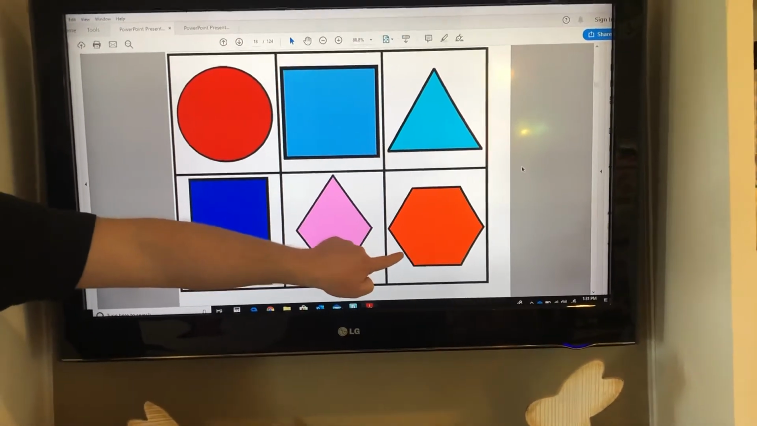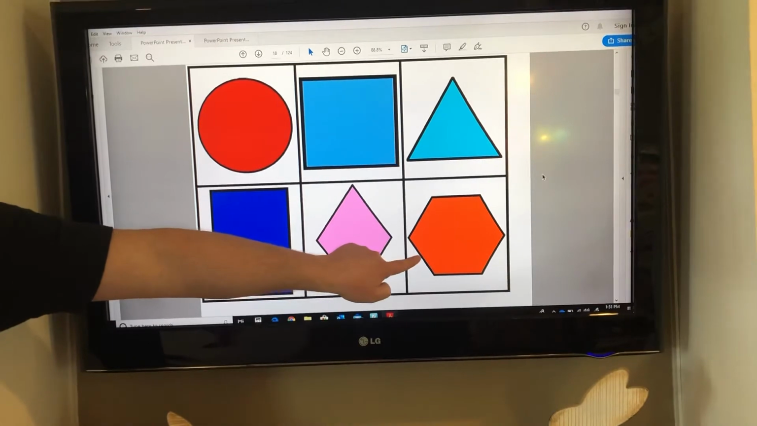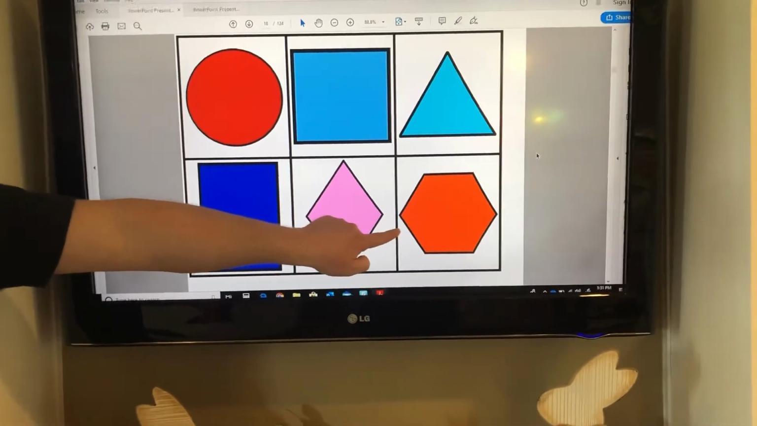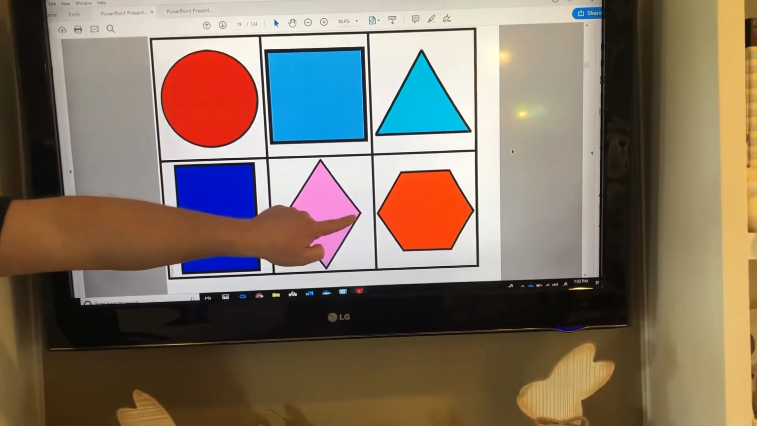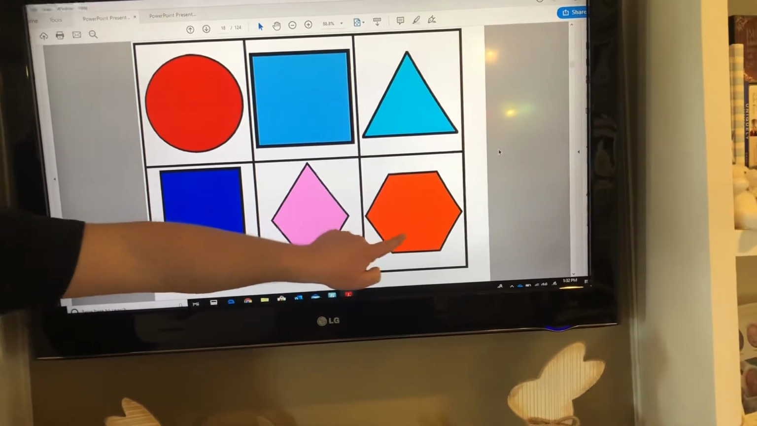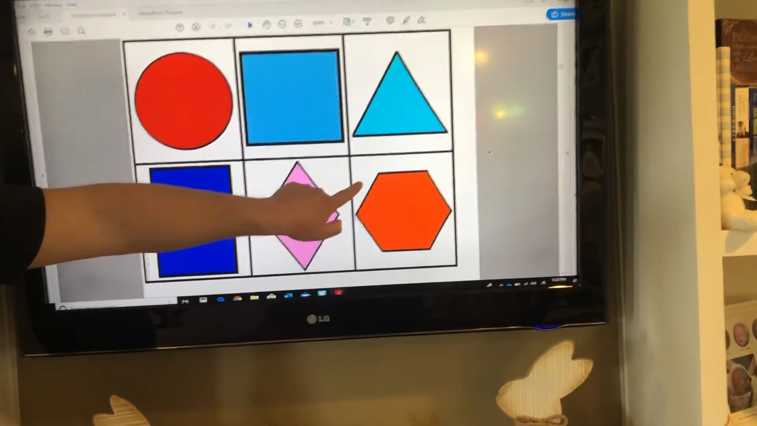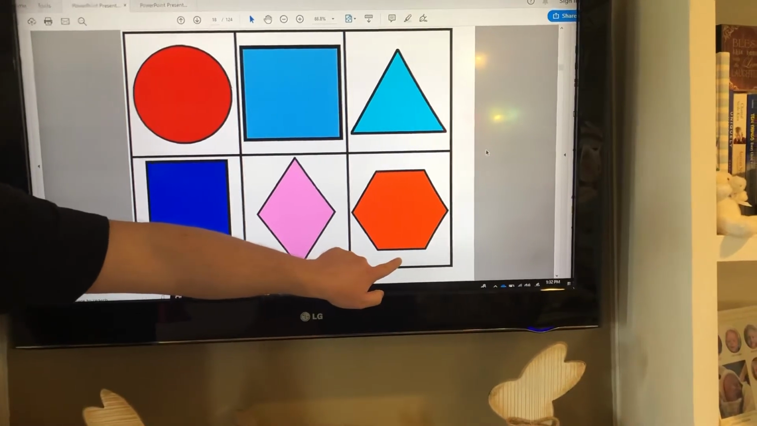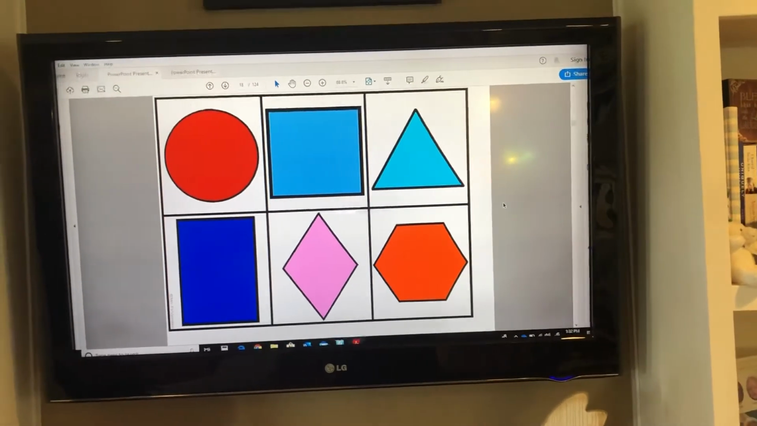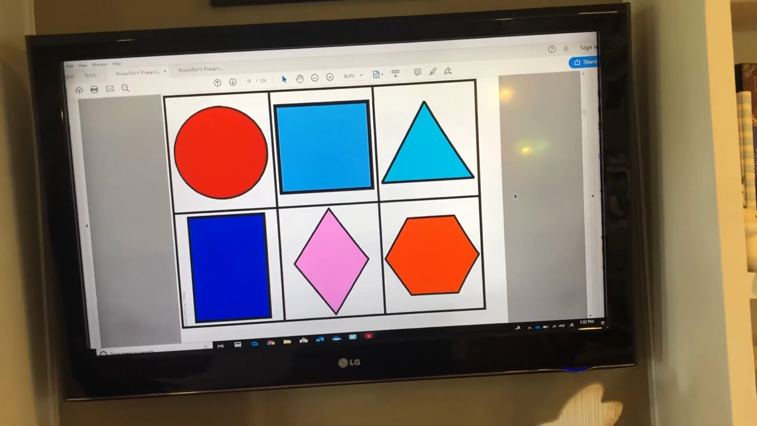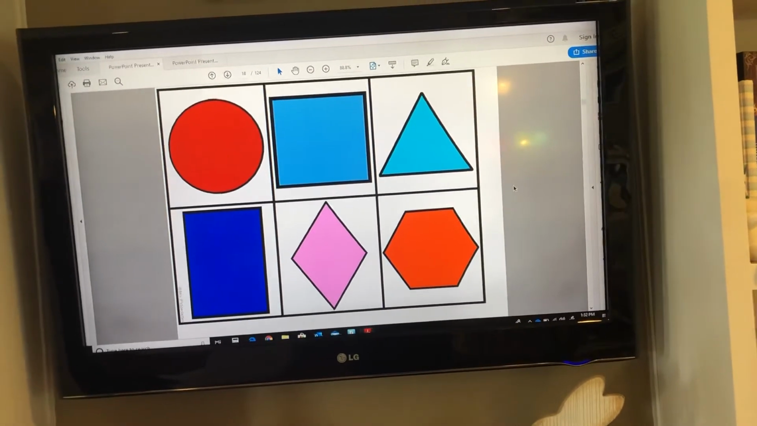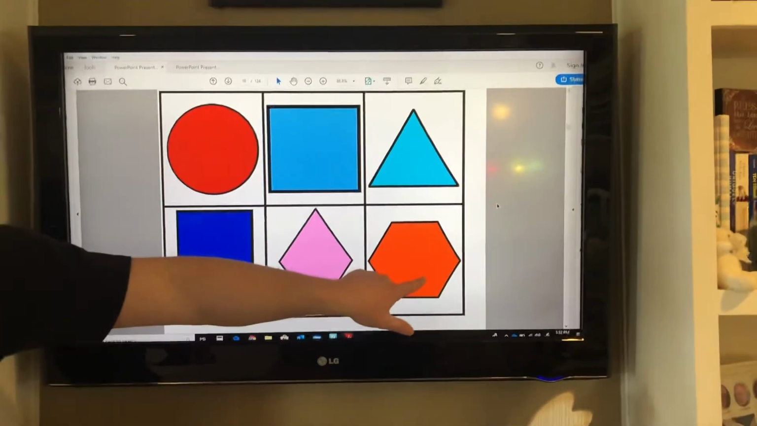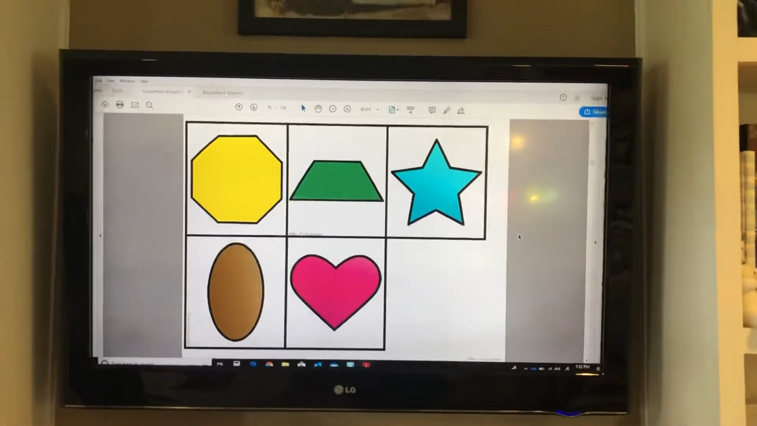And then this one, Liam? Pentagon. Not a pentagon. How many sides does a pentagon have? 5 sides. How many sides does this have? Let's count it together. 1, 2, 3, 4, 5, 6. It has 6 sides. What's a shape with 6 sides called? It's a hexagon. Say that word with me at home. Hexagon. All right. And now let's move to these.